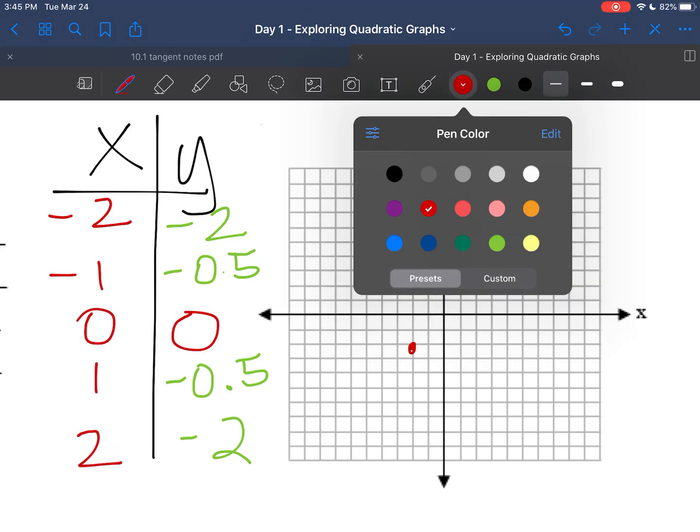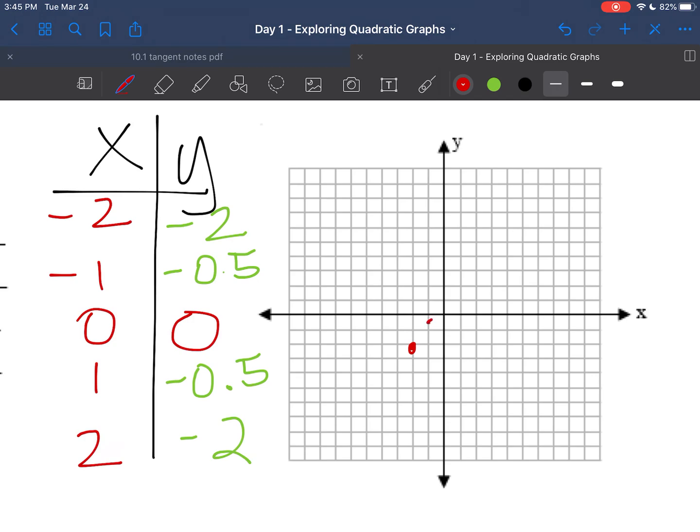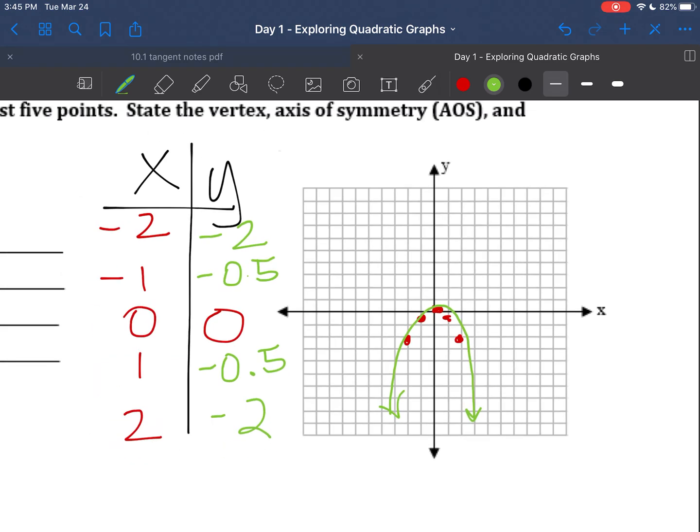Oops, why am I not able to draw? Try that one more time. Okay, -1/2. 0, 0 is right there. I don't know why it keeps doing that. +1, -1/2 is about right here. And then +2, -2. Okay, so then I will go ahead and make my curve. Whoops, I missed my dots. Try not to miss your dots. It's a little hard on my iPad here.